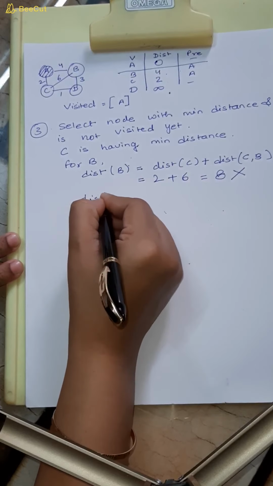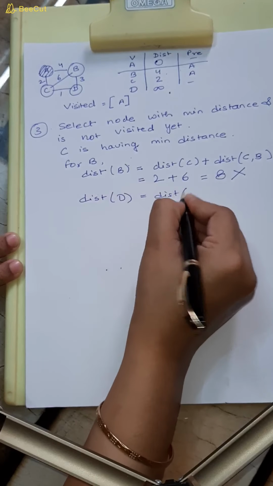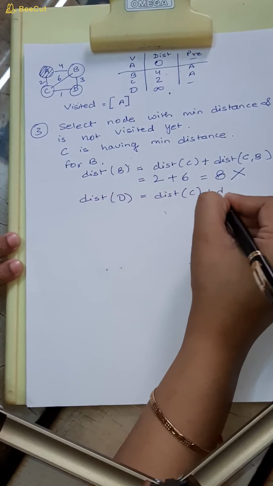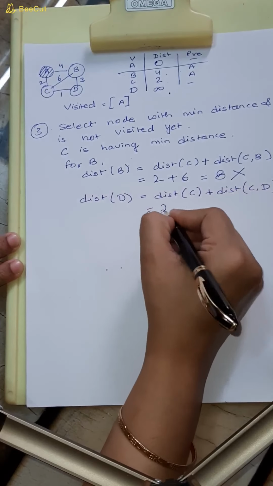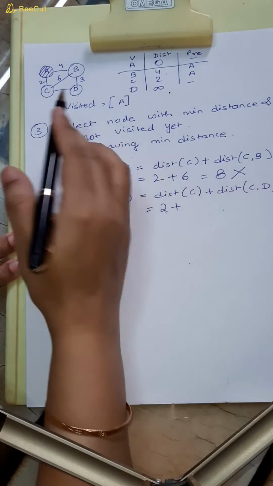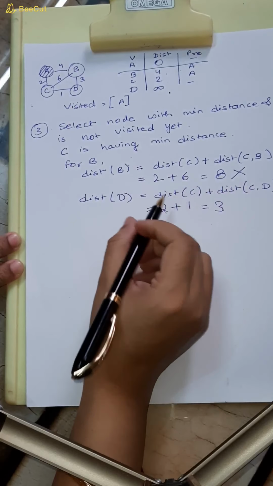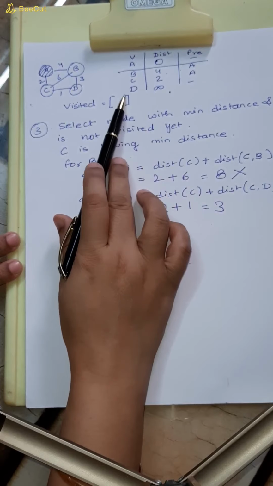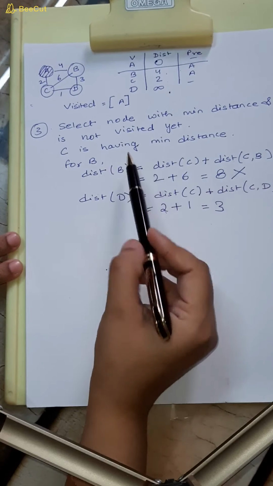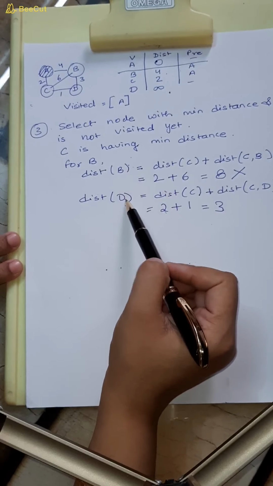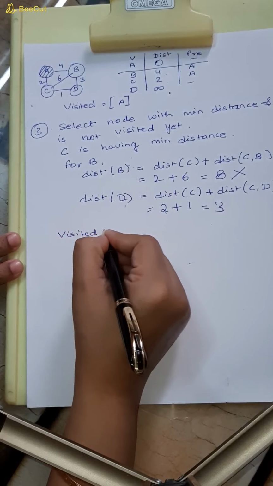For D, we will check distance of D via C. So it will be distance of C plus distance of C to D. So distance of C is 2. Distance from C to D, it is given as 1. So this will be 3. Now if we compare the value with the table value, for D it was infinity. Now it is 3. So we can replace it. So we have explored both the neighbors of C. So now we can add C in the visited list.